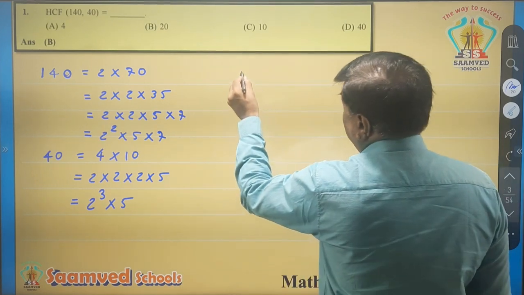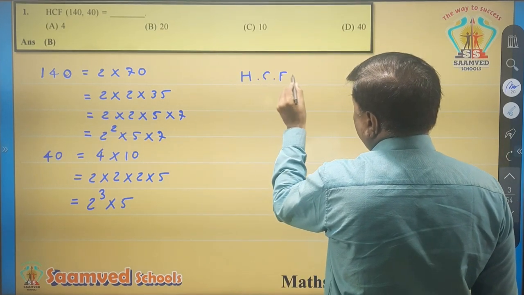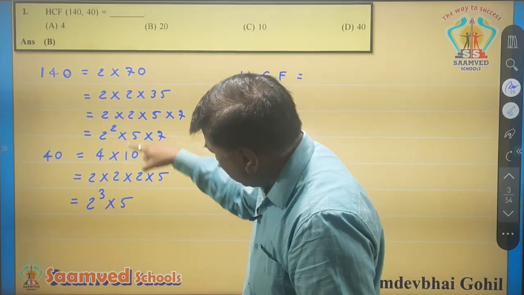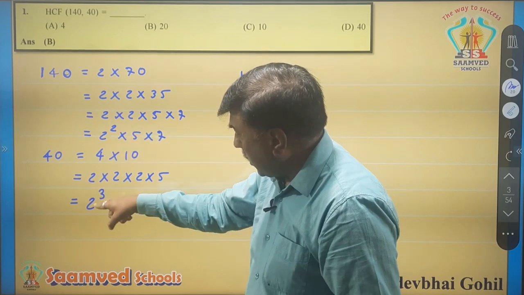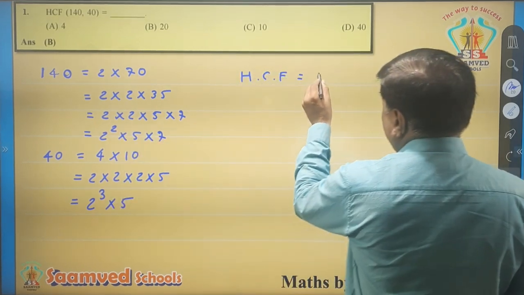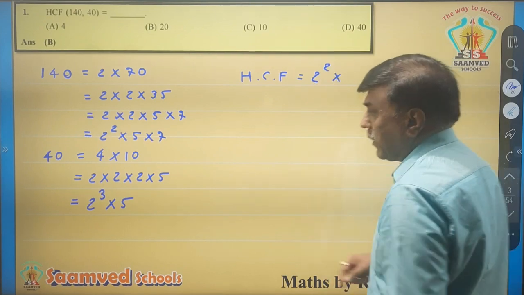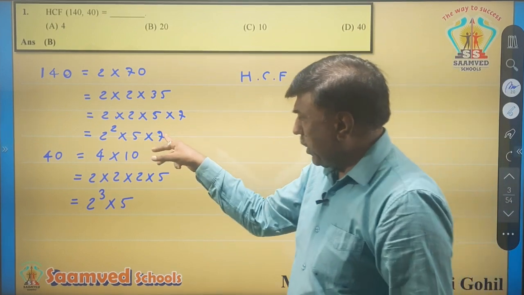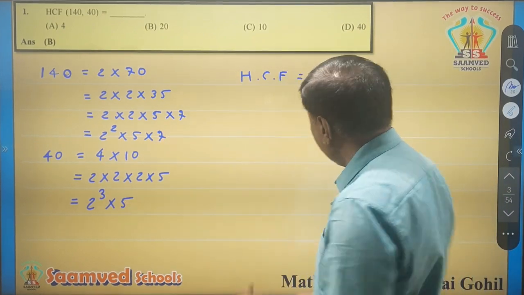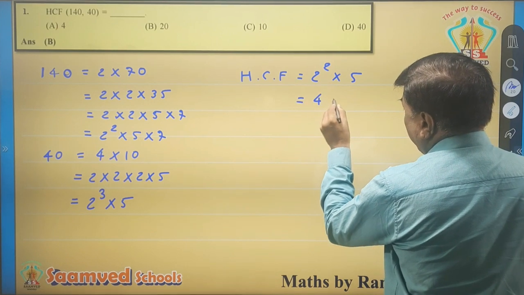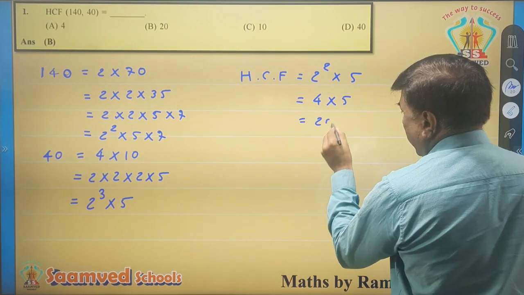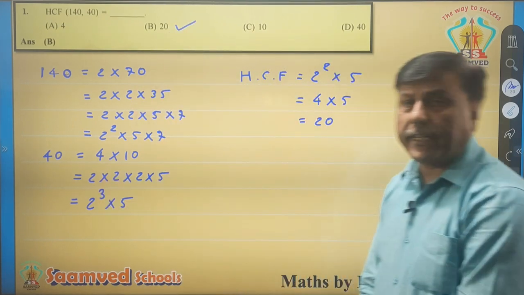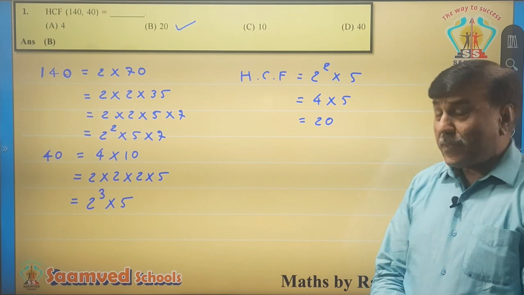And now HCF, you all know, means the common part of these two numbers. Here 2 raised to 2, here 2 raised to 3. So common will be 2 raised to 2. Then 5 is common. 7 is over here, but there is no 7. So the answer will be 4 into 5, 20. So option B is the correct answer. Clear?